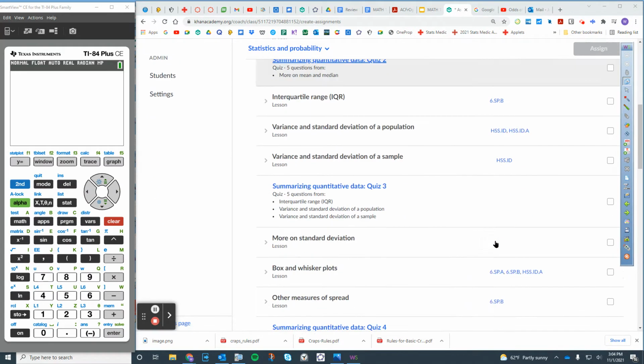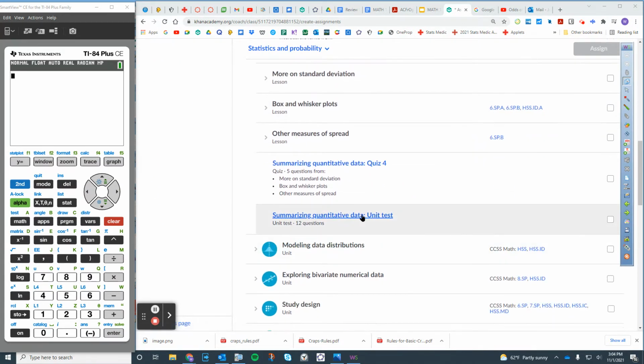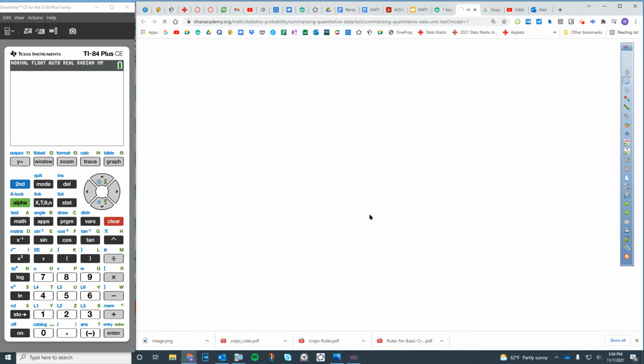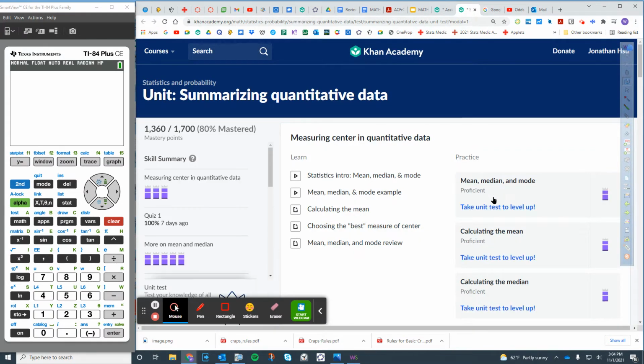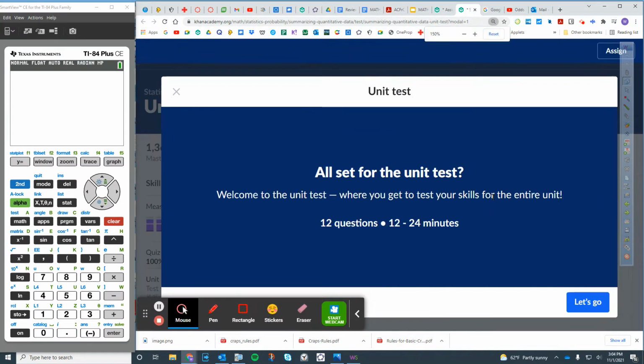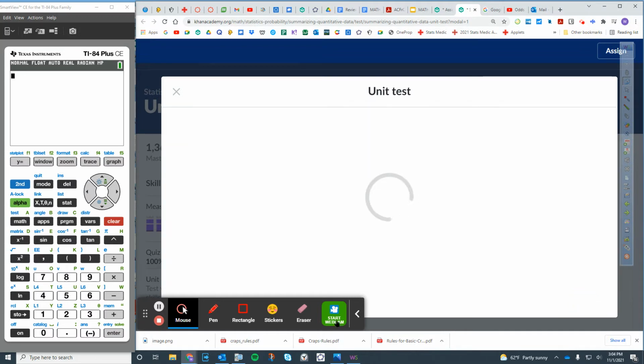Today we are going to do the unit test for summarizing quantitative data, right? And that is unit 3. I hope you're ready for this. It's between 12 to 24 minutes and 12 questions.